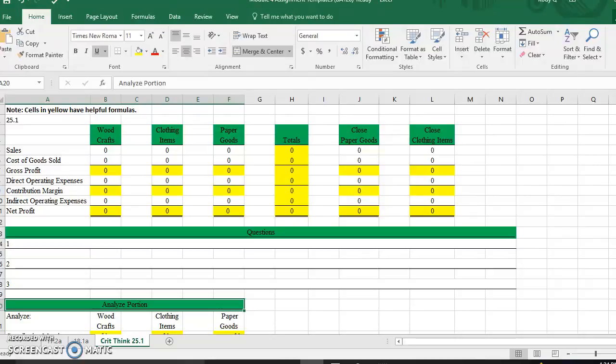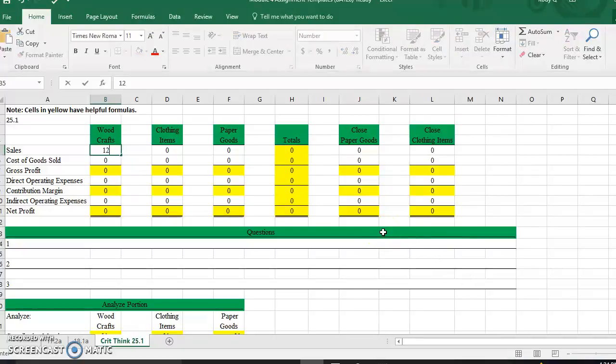So as you go there, you're going to have a departmental closure. Copper Gifts has 3 sales departments: wood crafts, clothing items, and paper goods. And then you'll have their income statement. So these 3 areas right here, you'll want to fill all of those out. All of that information is given. It's right there in the condensed income statement.